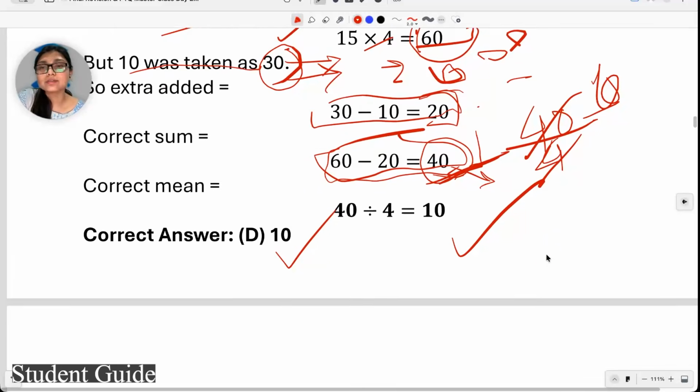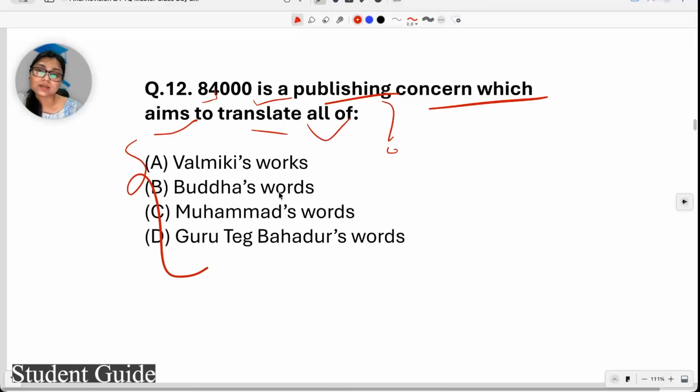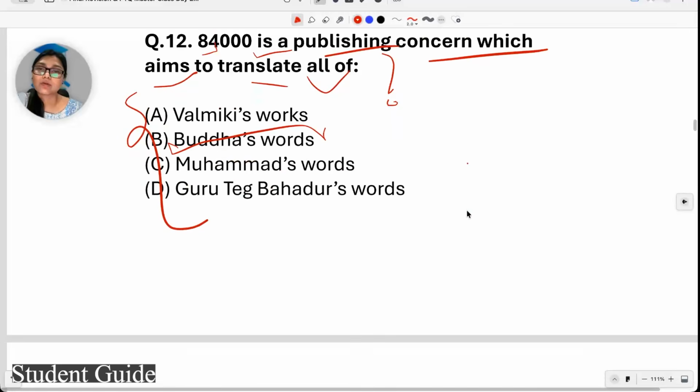Now going to the next question. So question number 12 or question number 2 for this session. So it is asking that 84,000 is a publishing concern which aims to translate all of what? So this is actually asking about the works of Buddha. So here is our explanation slide.